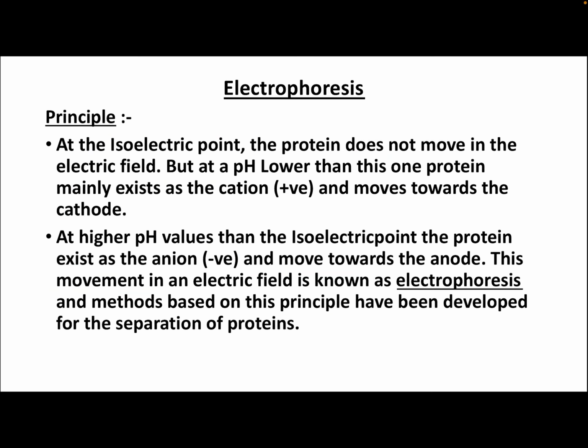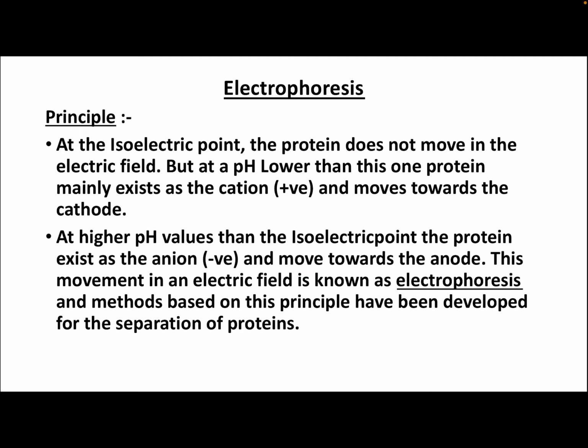Next, the electrophoresis principle. At the isoelectric point the protein does not move in the electric field, but at a lower pH than its isoelectric point the protein mainly exists as a cation. At lower pH, as we have seen, it will exist as positive and move towards the cathode. The cathode is negatively charged, so the cation moves towards the cathode. But at a higher pH than the isoelectric point, the protein exists as an anion and moves towards the anode. The anode is positively charged, so the anion moves towards the anode.